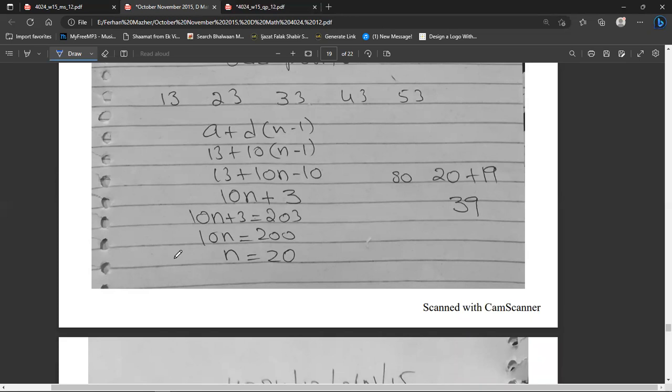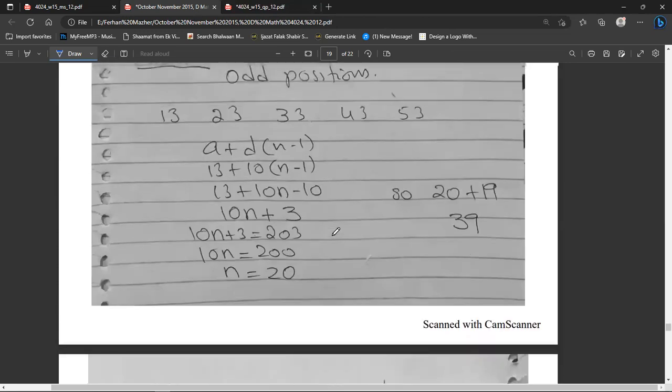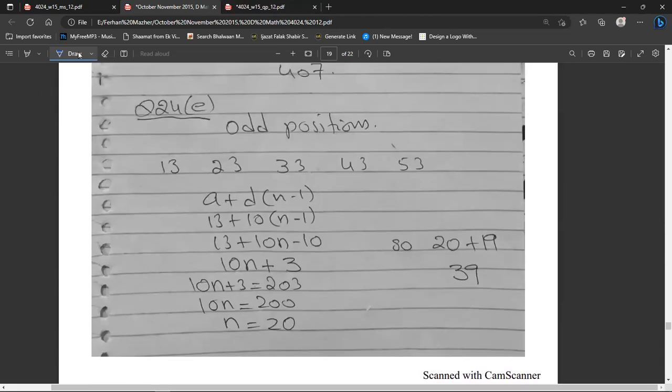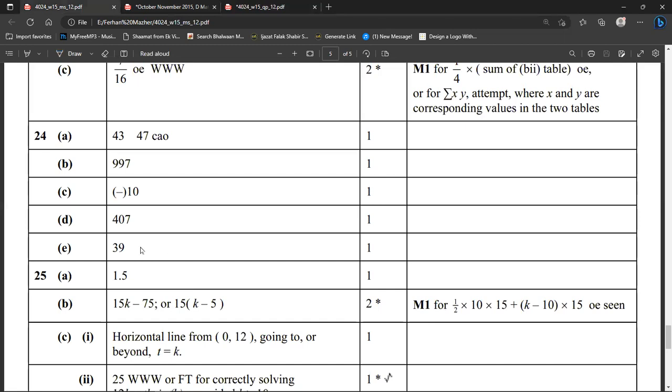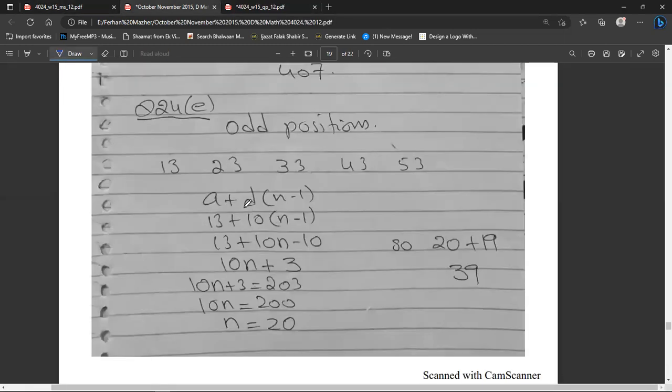But when it is the 20th term in this sequence, if you fill in the even positions here, there will be 19 positions here. So in the original sequence, it will be 20 plus 19, and that will be 39. So it will be the 39th position. A highly tricky question. It's not easy to explain, not easy to understand.